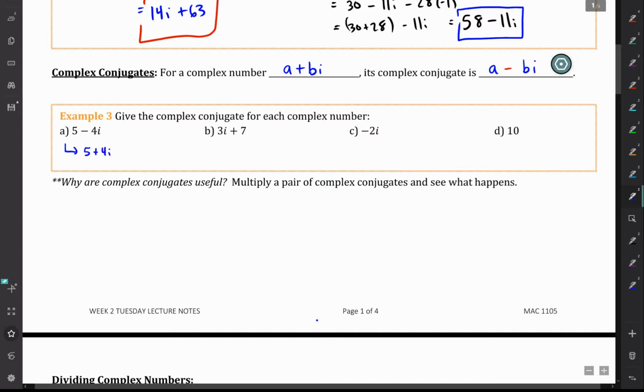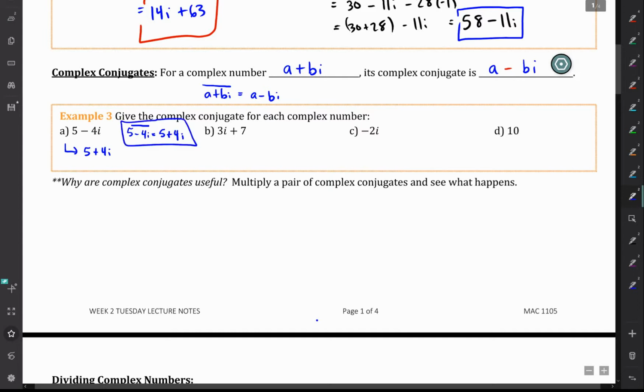And I should say that a lot of times we use the notation that if you have a number a plus bi, then for its complex conjugate, you just write a line over top of the whole thing. That's to remind you to change the sign. So if you take 5 minus 4i and take the complex conjugate of that, that becomes 5 plus 4i, is one way of writing this.